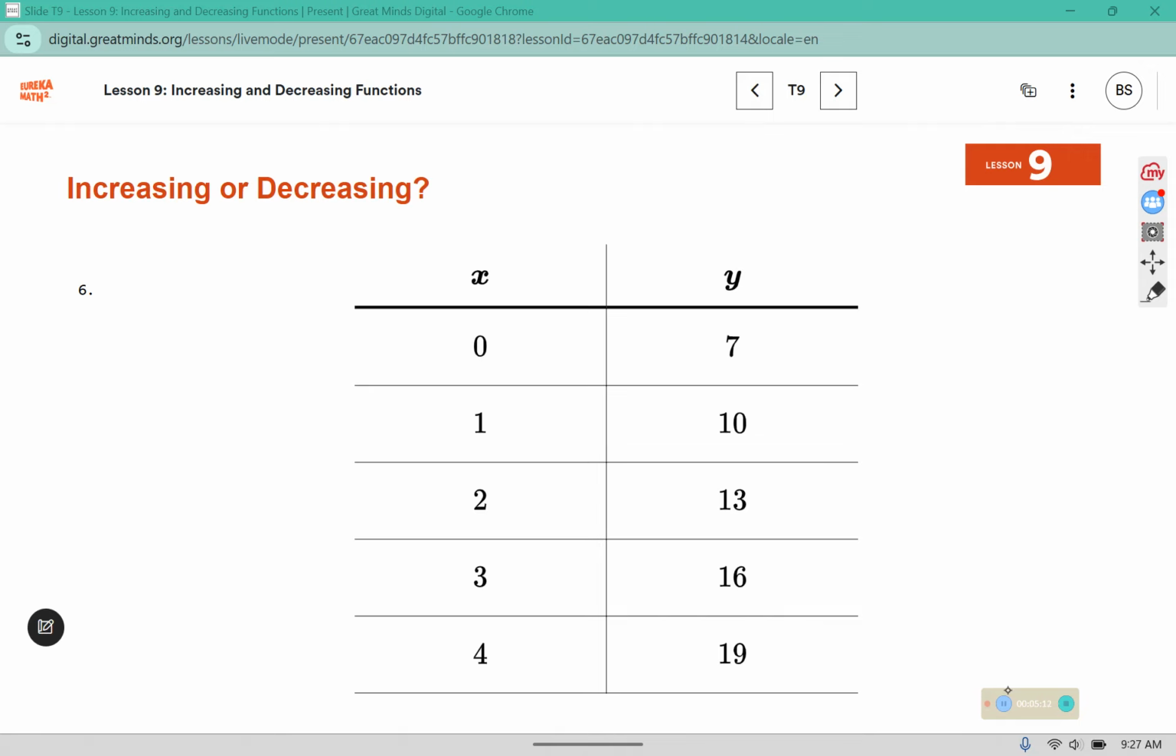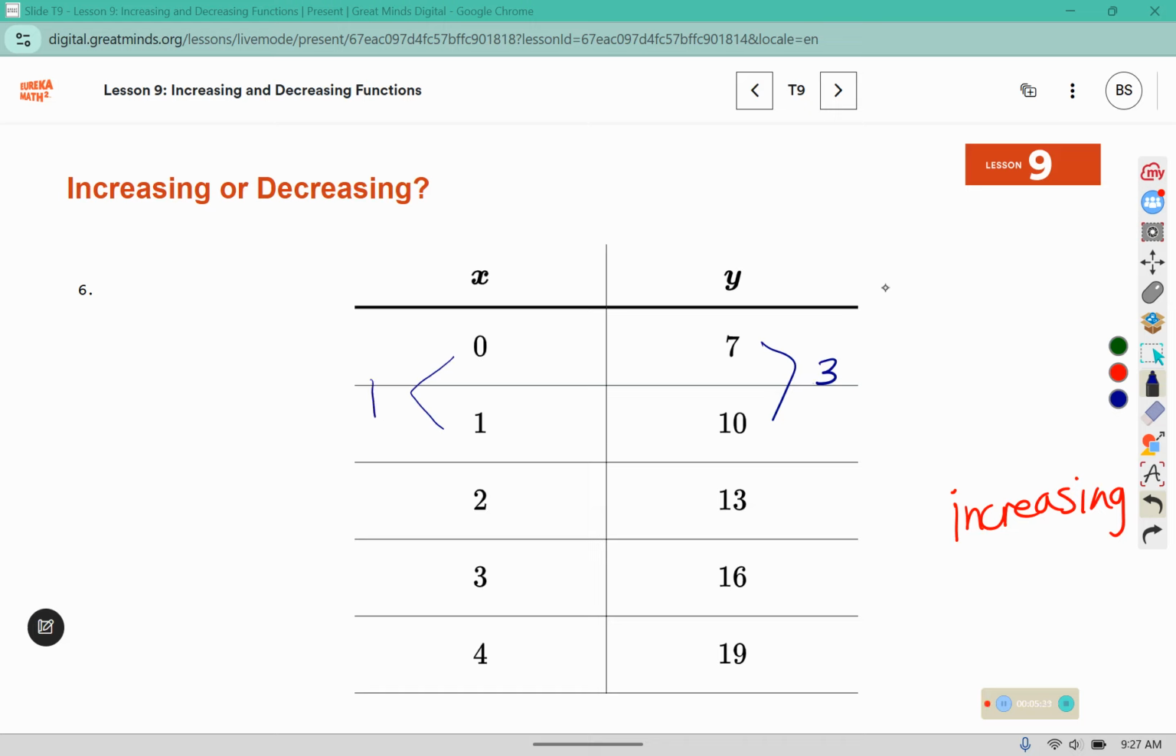We can see as we move up the x-axis, we also increase in the y. So this is an increasing function. Now to determine if it is linear, we need to look and see if the rates at each interval of time are the same. 10 minus 7 is 3. 1 minus 0 is 1. So that would have a slope of 3 at this point.